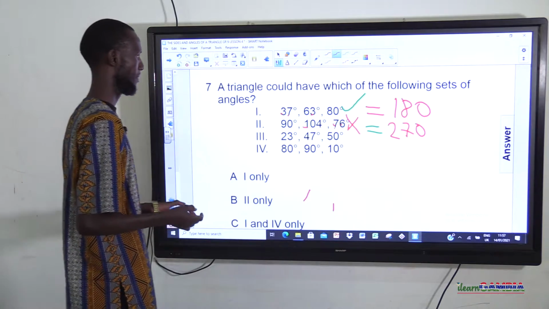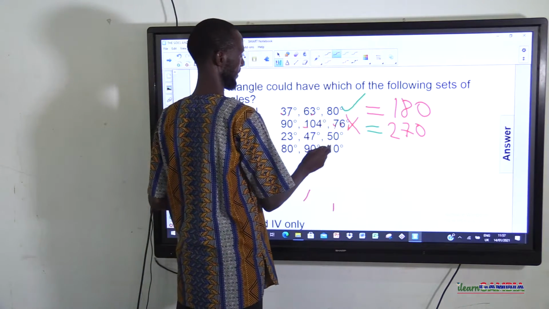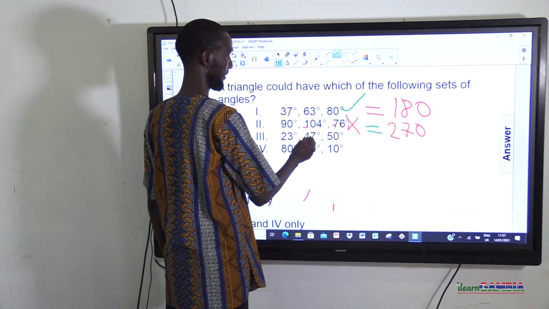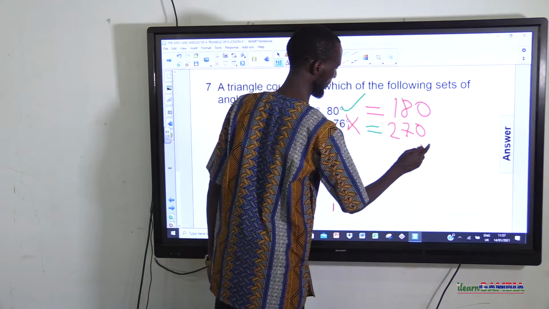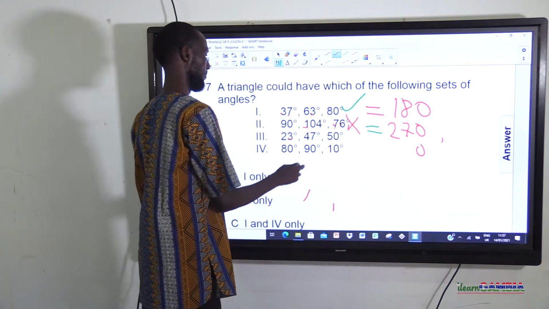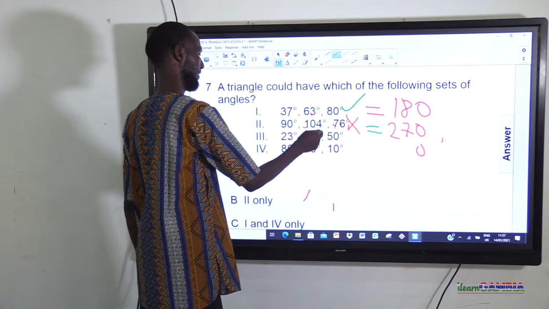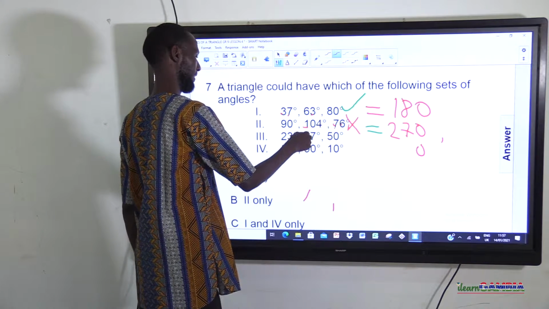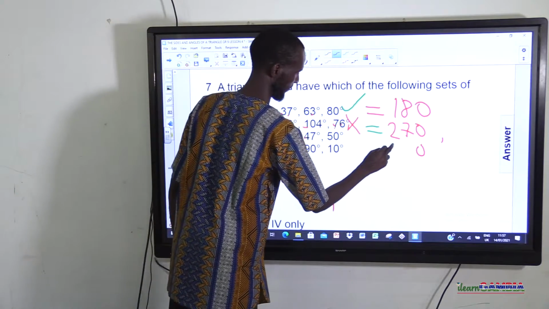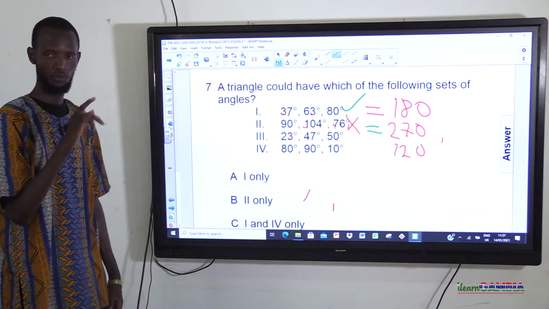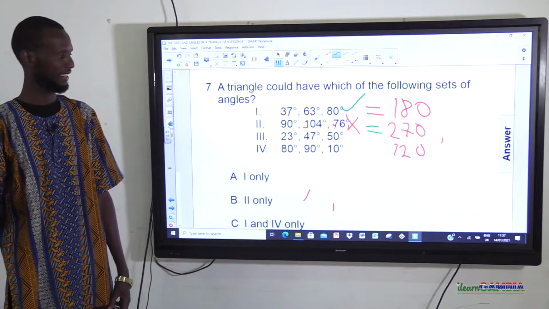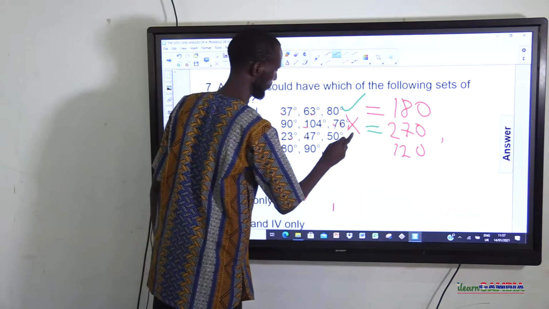If you add them up, see what we get. 0 plus 7 is 7. 7 and 3 is 10. That is 0 and carry 1. 1 and 5 is 6. 6 plus 4 is 10. 10 plus 2 is 12. That gives you 120 degrees, which is not equal to 180. So that's also out.